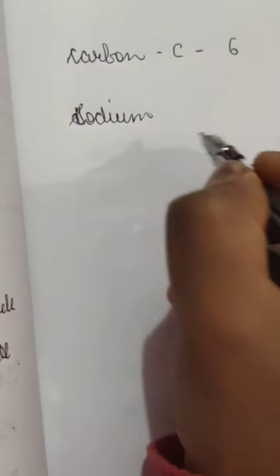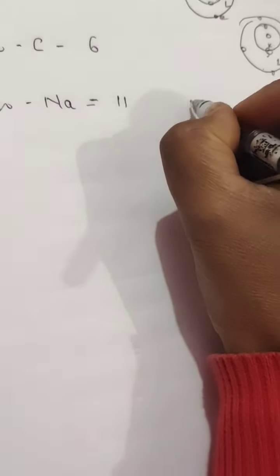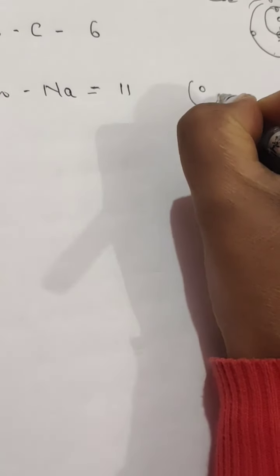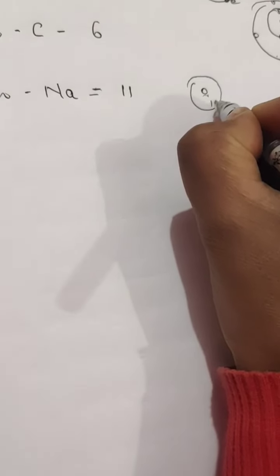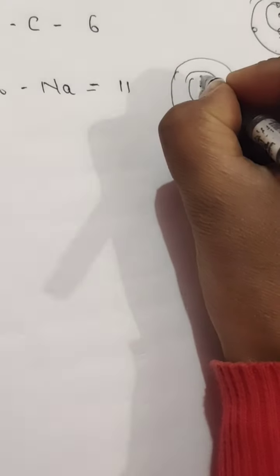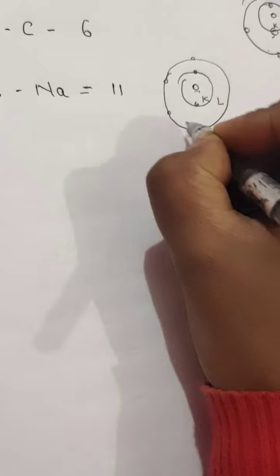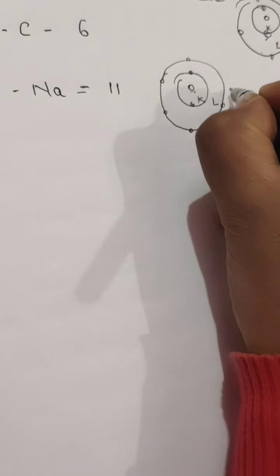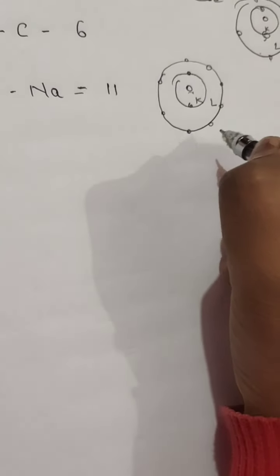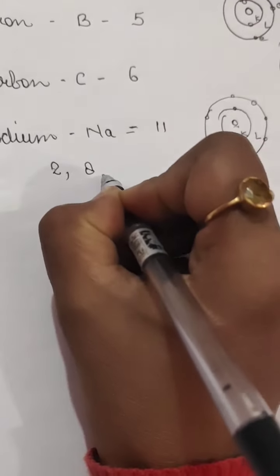Sodium. Sodium has the symbol Na, and its atomic number is 11. According to this, this is a nucleus, this is the first shell, the K shell, then the second shell, the L shell. So 2 electrons in the first shell, and then 1, 2, 3, 4, 5, 6, 7 and 8 electrons in the second shell. So the configuration would be 2, 8 and 1.